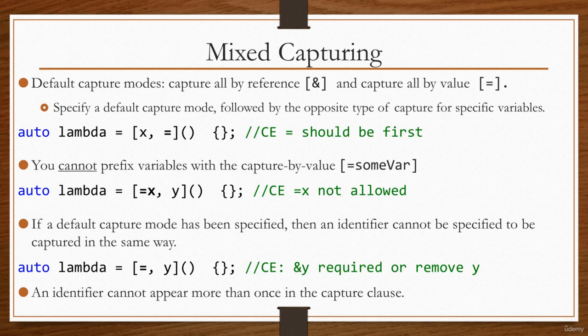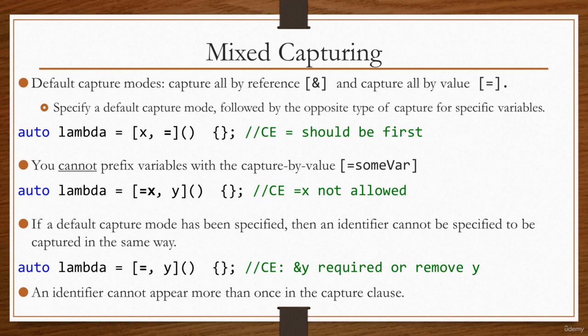Otherwise, you'll get an error. So, for example, if you specify some variable x followed by some default capture mode, let's say we capture all by value in this example, then we'll get an error because the default capture mode should be first. And next, we cannot prefix variables with the capture by value. That is the equal symbol followed by some variable name. It is unnecessary, we only specify the variable identifier by itself.